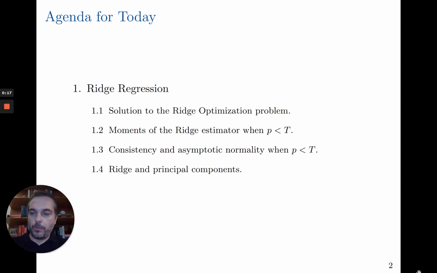So basically what I'm going to talk about now is the solution of the ridge optimization problem. We're going to look at the moments of the ridge estimator in low dimensions, and also consistency and asymptotic normality of ridge when p is less than t, and the relation between ridge and principal components.